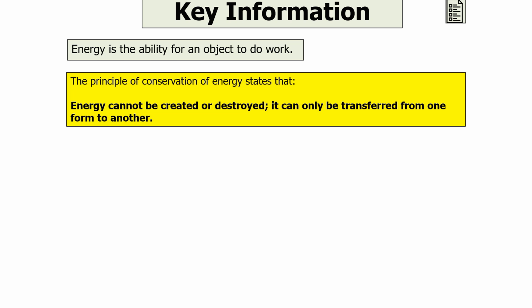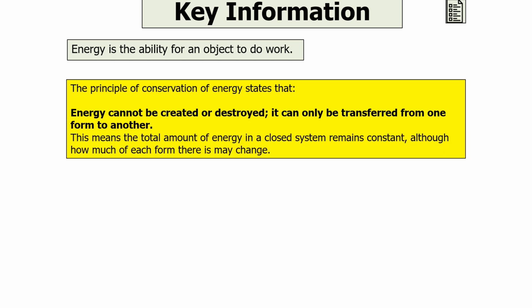So energy is the ability for an object to do work. The principle of conservation of energy states that energy cannot be created, cannot be destroyed, it can only be transferred from one form to another. This means that the total amount of energy in a closed system remains constant, although how much of each form there is may change.